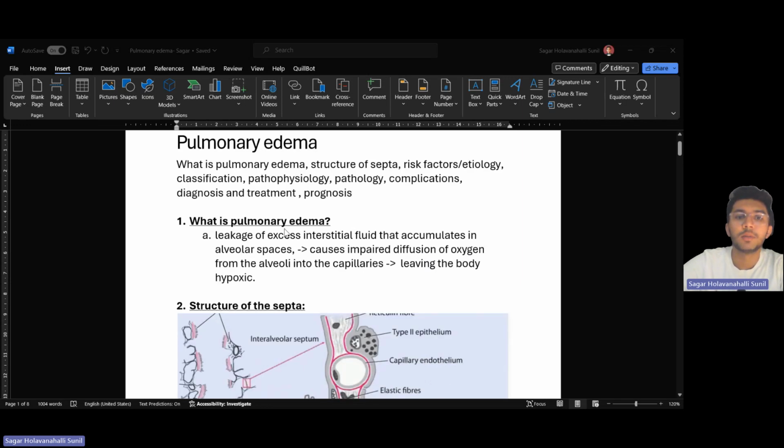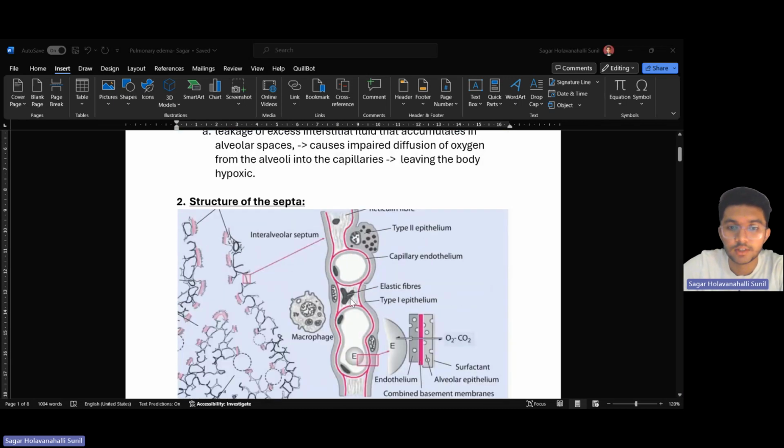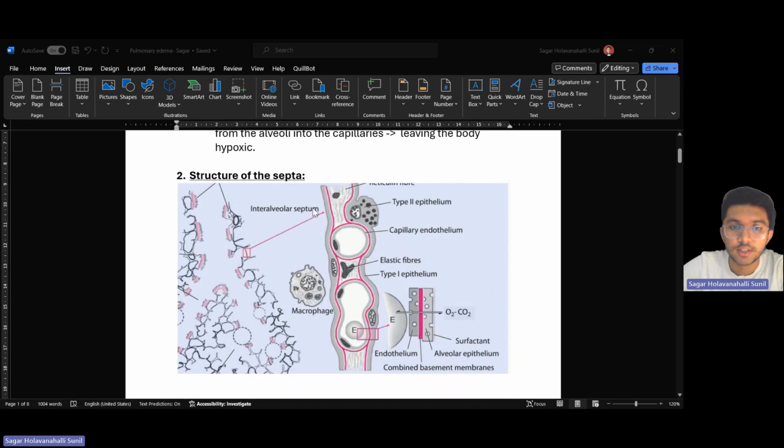So, first of all, what is pulmonary edema? Pulmonary edema is nothing but leakage of excess interstitial fluid that accumulates in alveolar spaces, which will then result in an impaired diffusion of oxygen from the alveoli into the capillaries. And therefore, the body becomes hypoxic. So, if you look at the structure over here, you can see that.